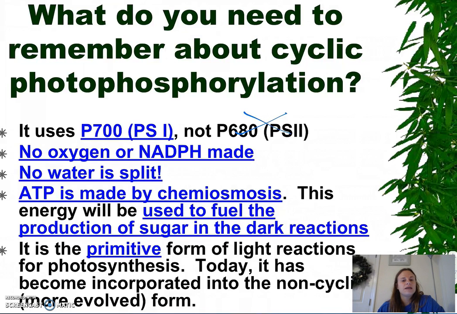The ATP that's made in cyclic photophosphorylation will then be used to fuel the production of sugar in the dark reactions during the Calvin cycle. And this is the primitive form of light reactions for photosynthesis. It is the original method of photosynthesis.